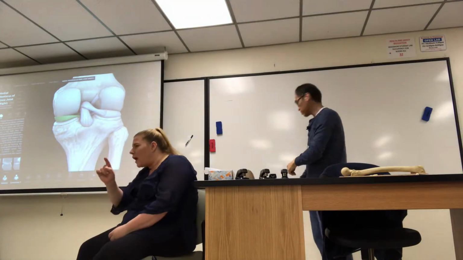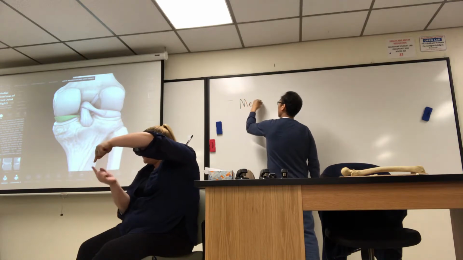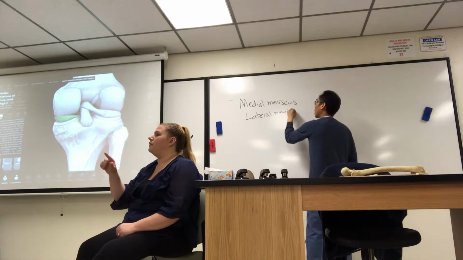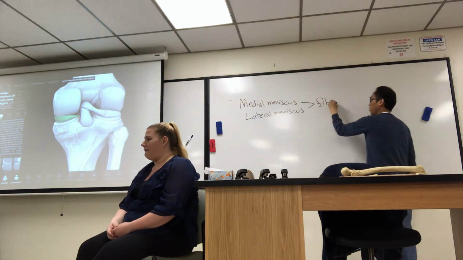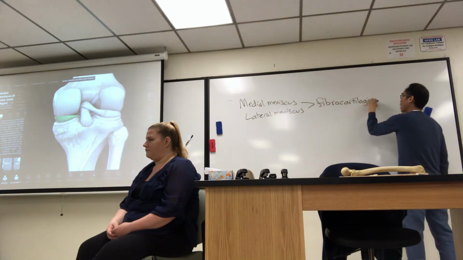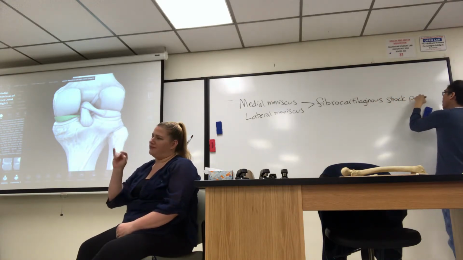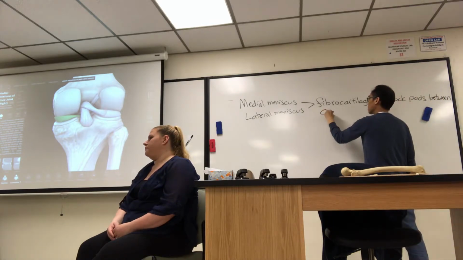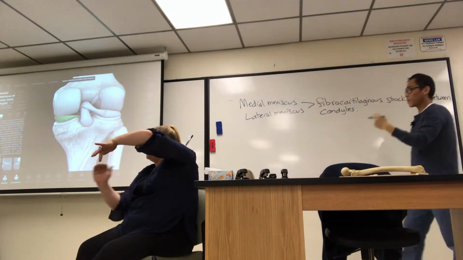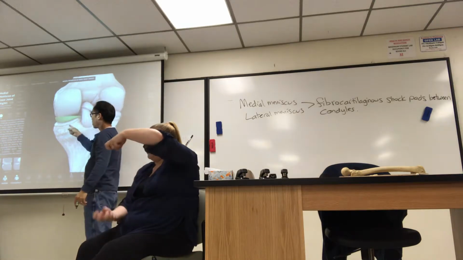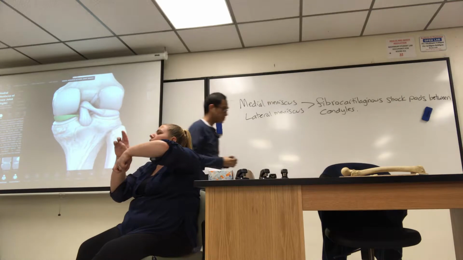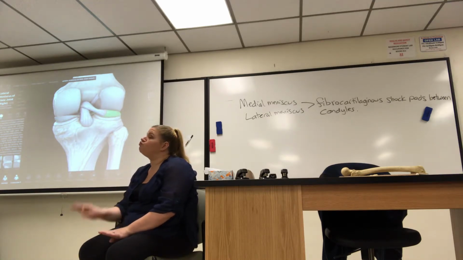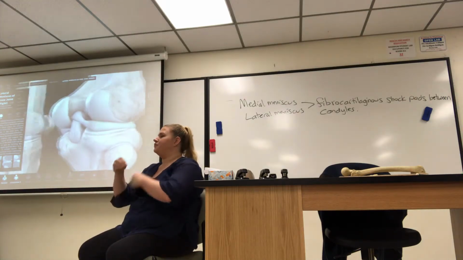So you can see where it is. It's between the condyles. And you also have lateral meniscus. I'll describe them as fibrocartilaginous shock pads. Between condyles. When I say between condyles, I mean like the condyle of femur above it and condyle of tibia below it. Okay. So, identify structure in green. Well, that's the lateral meniscus, right?